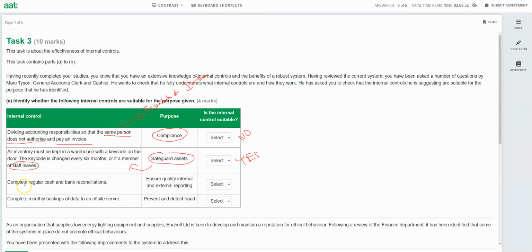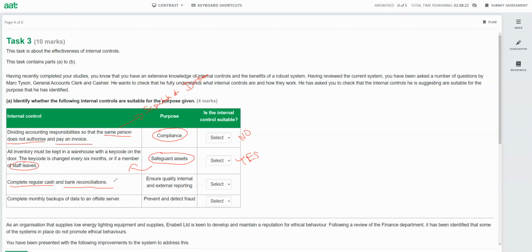The next one we have here, complete regular cash and bank reconciliation. It is very important to do the bank reconciliation on a regular basis, because if we don't, the amount of work will be really high. For example, if you do the bank reconciliation every week or every month, it's going to be easier than doing the bank reconciliation just once in a year.